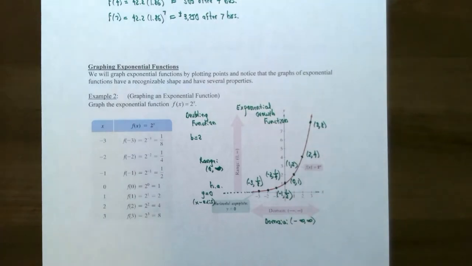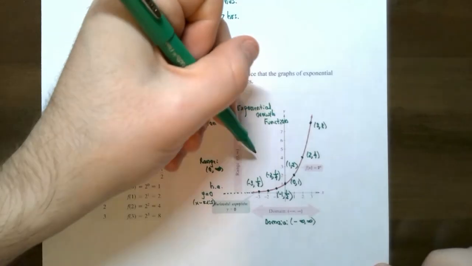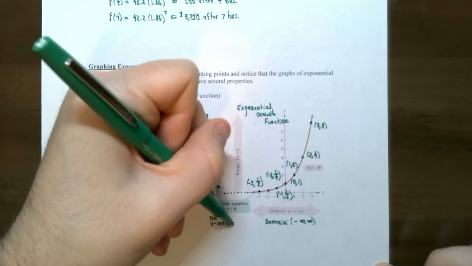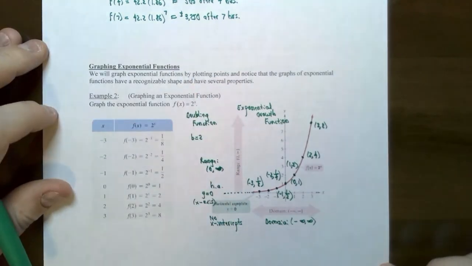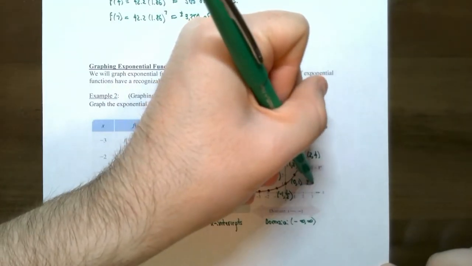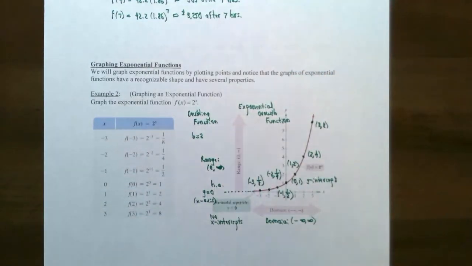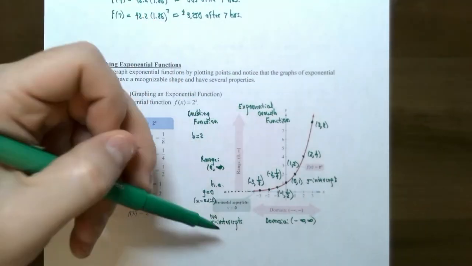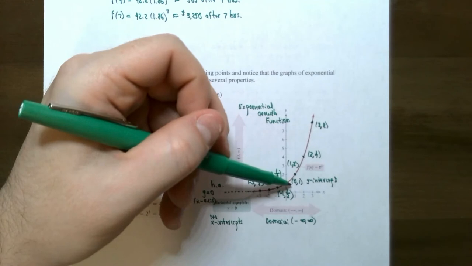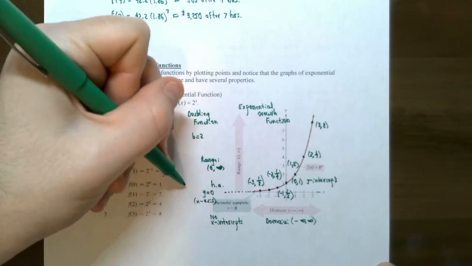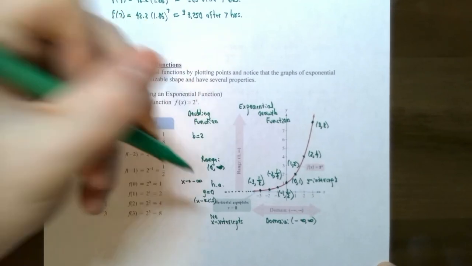Other things that I notice about this graph, there are no x-intercepts. The graph never touches the x-axis, and it never crosses the x-axis. And there is a y-intercept, which is (0, 1). So those are all the characteristics of this graph. Domain and range, the function is always increasing, no x-intercepts, y-intercept is (0, 1), and there's a horizontal asymptote, y equals 0, when x approaches negative infinity. Should mention that as well.